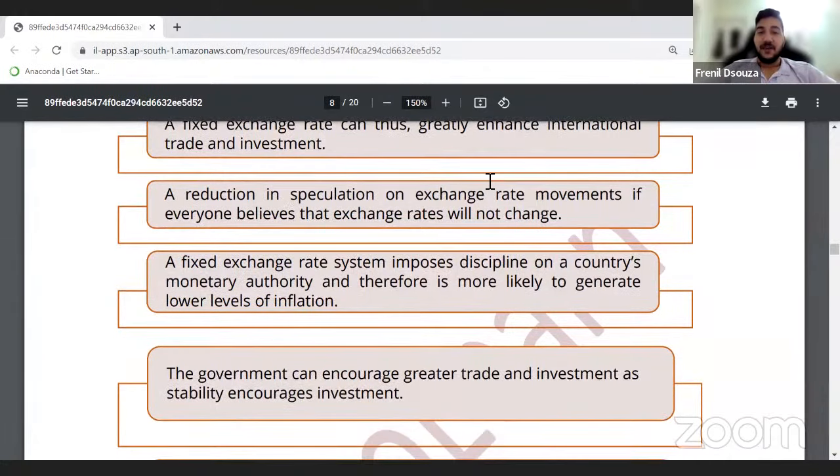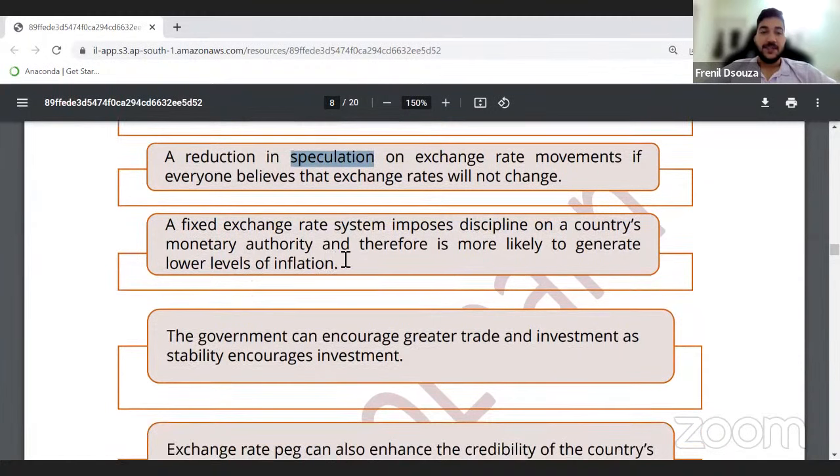A reduction in speculation on exchange rate movements, if everyone believes that exchange rates will not change. So what happens? Speculation will stop. We know that the foreign exchange market is one of the biggest markets. There are people who just trade in foreign currencies and make millions of dollars, right? So that is called speculation. That speculation will completely stop if you go for a fixed peg.